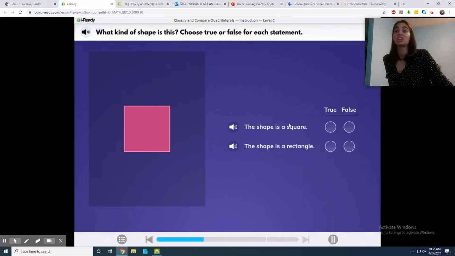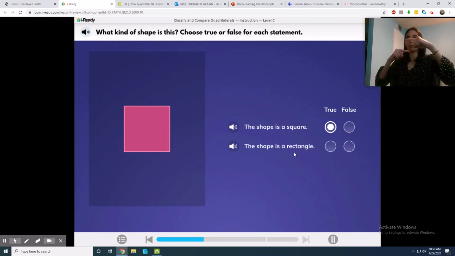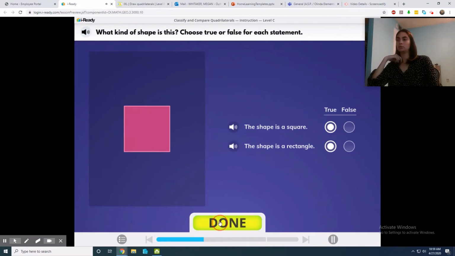What kind of shape? Yes. This shape is a rectangle. So a rectangle is a shape that has 4 right angles and the top and bottom are the same and the sides are the same. So if I look, the top and bottom are the same and the sides are the same. So let's see what happens if we click true. This is also a rectangle. Yep.